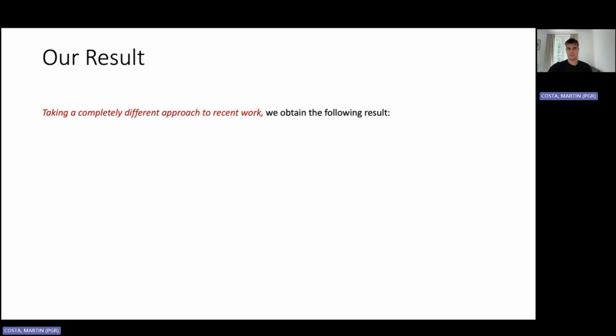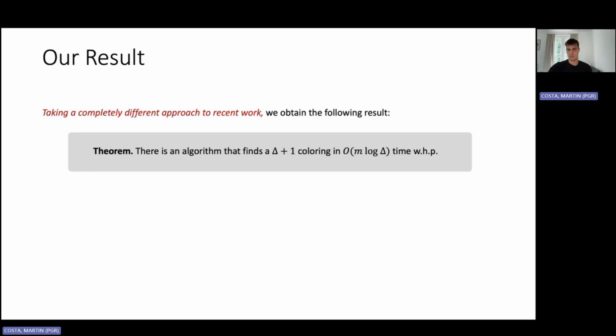So as our main result, by taking a completely different approach to the problem to these recent works, we obtain the following result, which shows that we can compute a Δ+1 edge coloring of a graph in near-linear time with high probability. And in fact, we get a running time of O(m log Δ), so we even match the running time for bipartite graphs, okay? Our algorithm also extends to multigraphs.